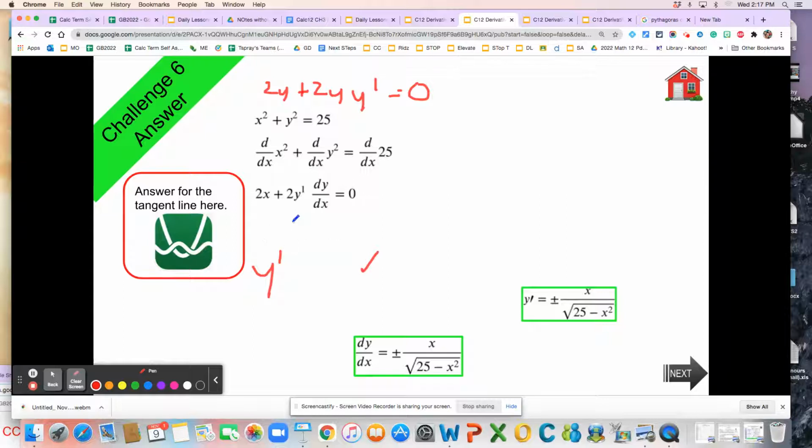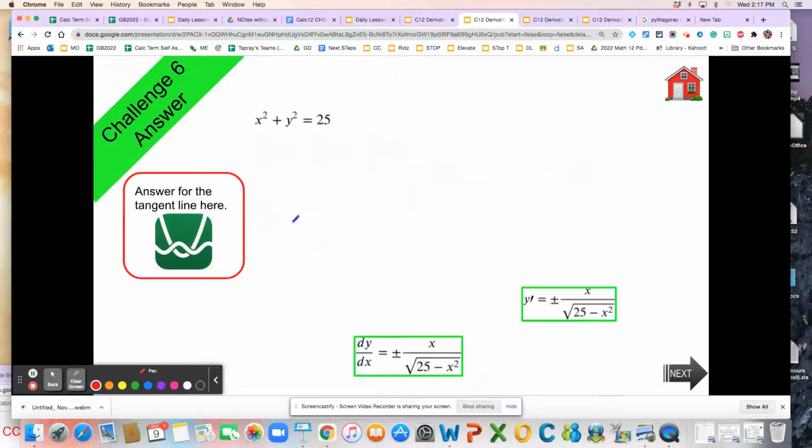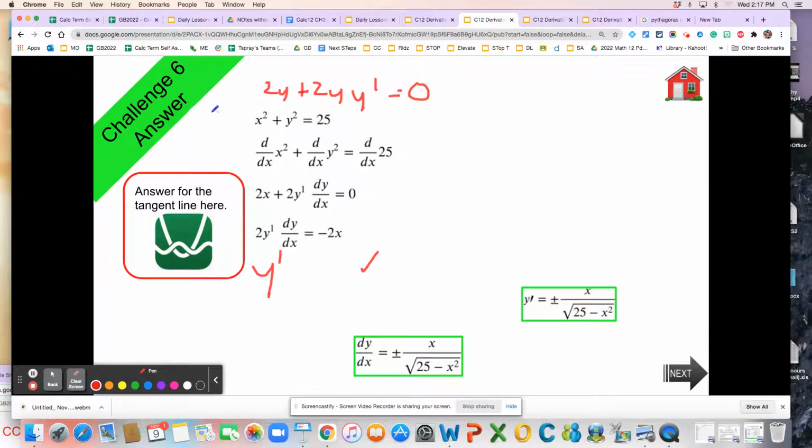And we were asked to find the slope at (3, -4). So the coordinate that we were looking for is (3, -4). All I need to do is put the 3 in there and the negative 4 in right there, and I can see that the slope is going to be 3/4.